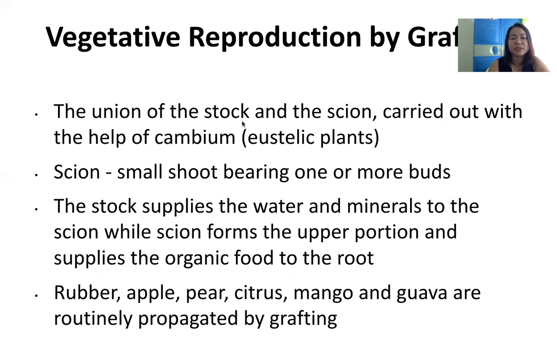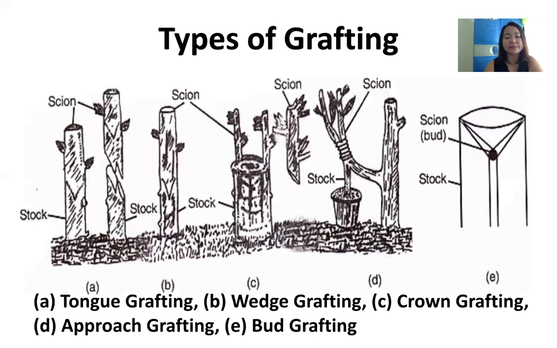The union of the stock and the scion is carried out with the help of the cambium. The scion is a small shoot bearing one or more buds, and the stock supplies the water and minerals to the scion, while the scion forms the upper portion and supplies the organic food to the root. This is done in rubber, apple, pear, citrus, mango, and guava, which are routinely propagated by grafting.